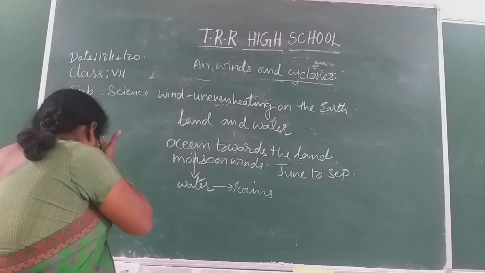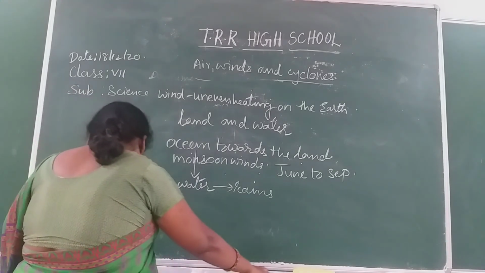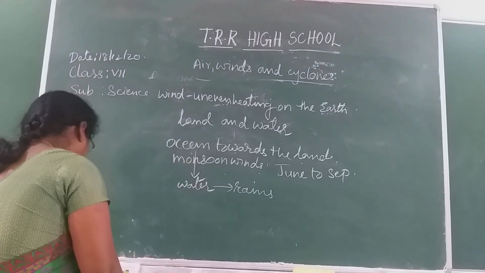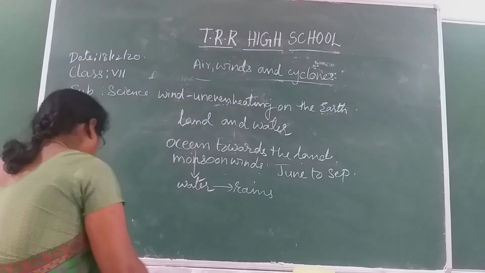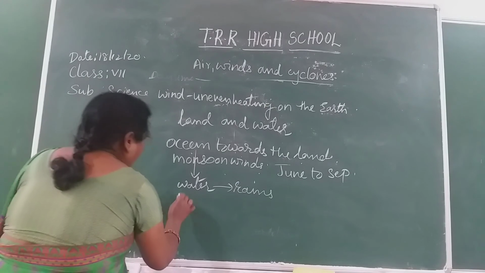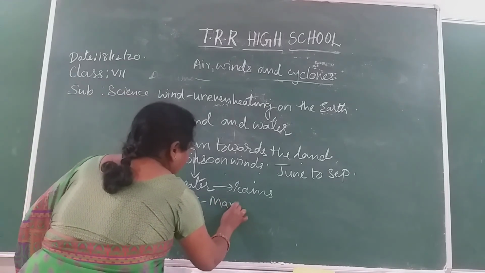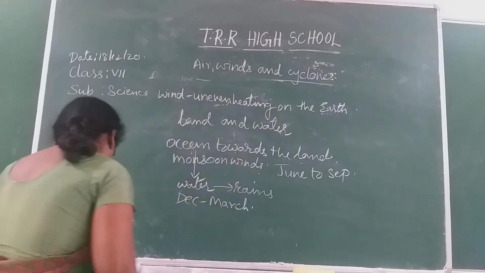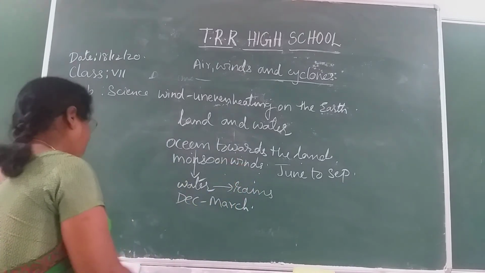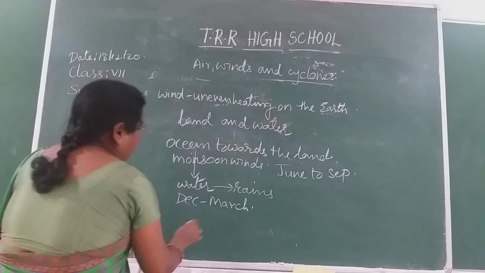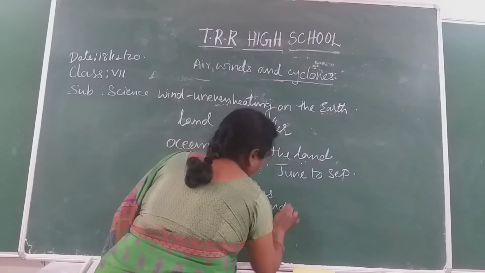Okay, children? Now the reverse of this: the wind usually flows in reverse in the months from December to early March. December to early March, the wind flows from land towards the sea.